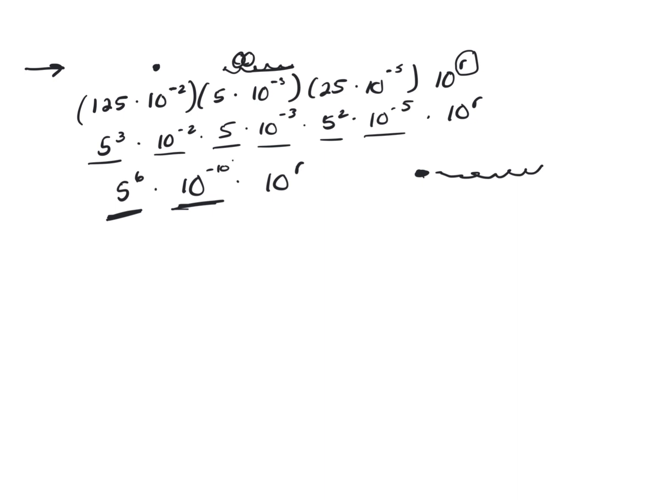So what we want to do is counteract that negative 10, and we're going to do that by letting r equal 10. 11 would work, 12 would work, but the problem says the smallest value of r. Yes, smallest value of r. Because if you have 10 to the negative 10 times 10 to the 10, when you multiply like bases, you add your exponents, and that gives you 10 to the 0, and 10 to the 0 is 1. So your answer was 10.